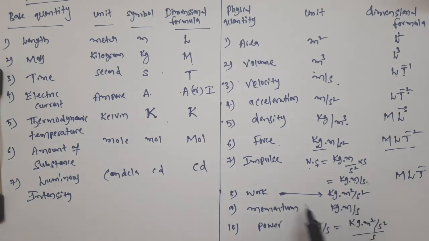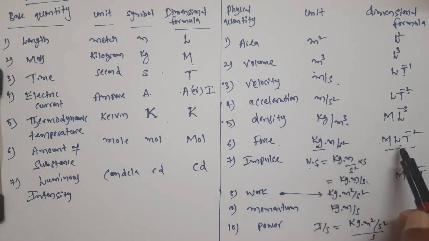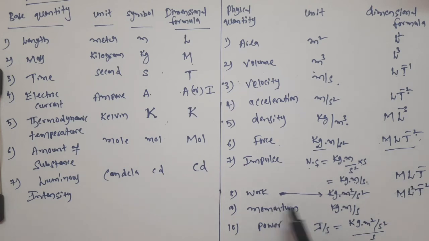And work. When we see work, how do we write work? It is the product of force and displacement. So for force, already we have M L T power minus 2. And force into displacement, so multiply this value with displacement. Displacement is length, right? So already L power 1 is there. If we multiply with L, what do we get? L power 2. So for work, the dimensional formula is M L T power minus 2, but into length, right? So M L power 2 T power minus 2. This is the dimensional formula for work.